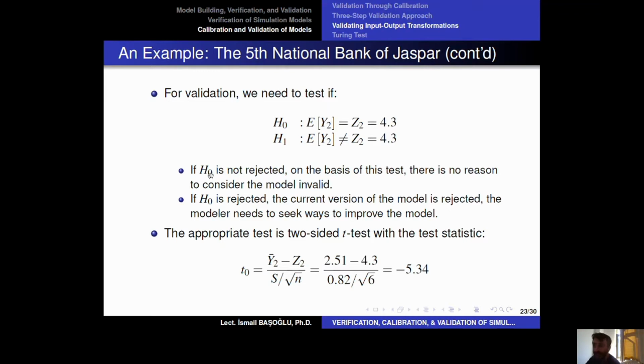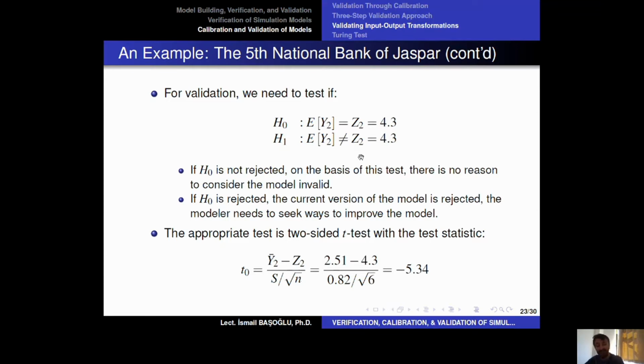So if H0 is not rejected, we say that on the basis of this test, there is no reason to consider the model is invalid. If you can reject the null hypothesis, now you have enough statistical evidence to show that your model is not valid. There is a mistake in your model, and we can run a two-sided t-test here with a t-statistic. Remember how you develop the t-statistic. This is a two-sided t-test because the alternative hypothesis is not equal.